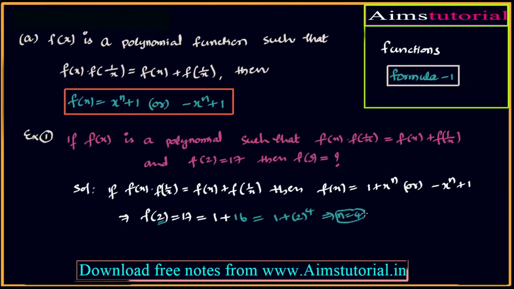Next we have to find out f of 3. Okay, according to the formula, f of 3, that is 1 plus x power n, where x is 3 and n is 4. So f of 3 is 3 power 4, so 3 power 4 is 81. So 81 plus 1 is 82.